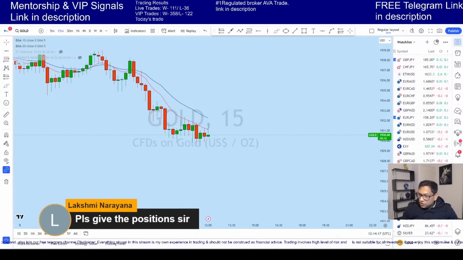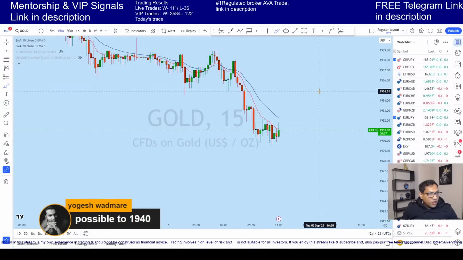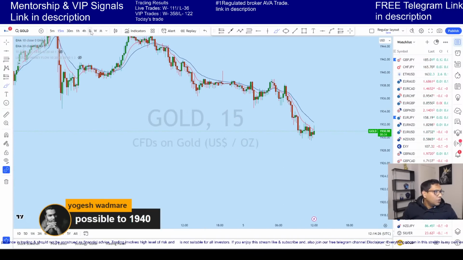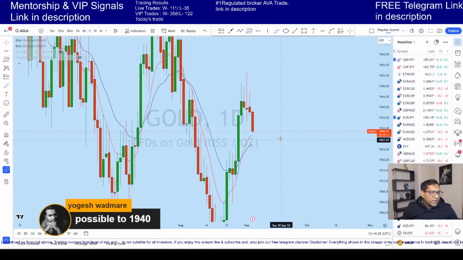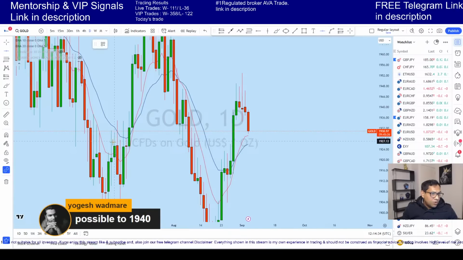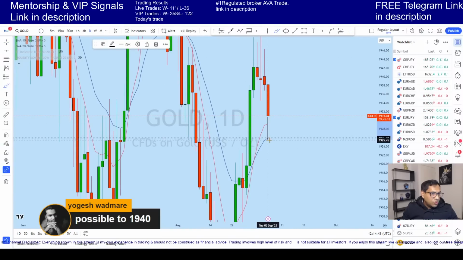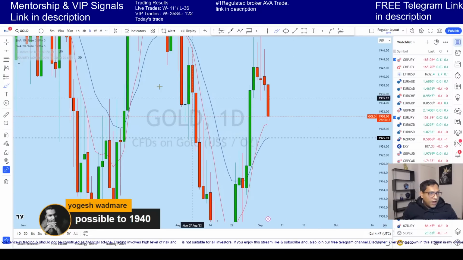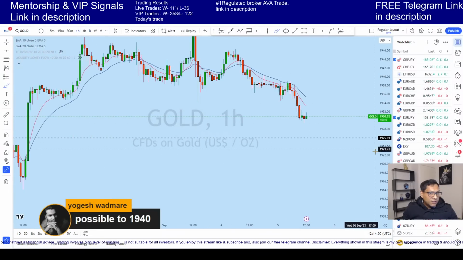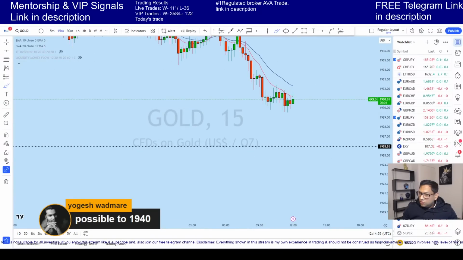Yep, possibly 1940. You think 1940? Looking at the daily, the way I see this daily price action, guys, for me it is very highly likely gold may come down to test the daily 20 MA. So very highly likely that gold will come down to test the daily 20 MA or even break the low, which is very likely. So for me, it's still bearish on gold. So it depends on where you can see.